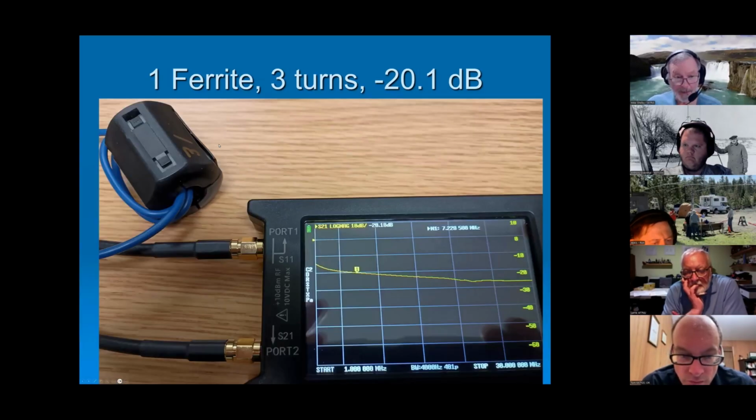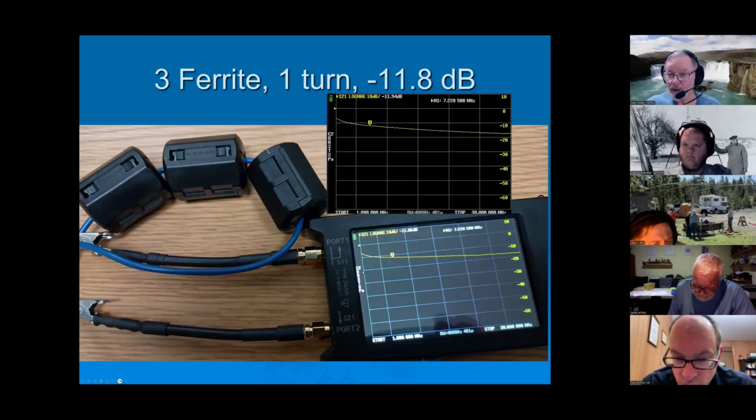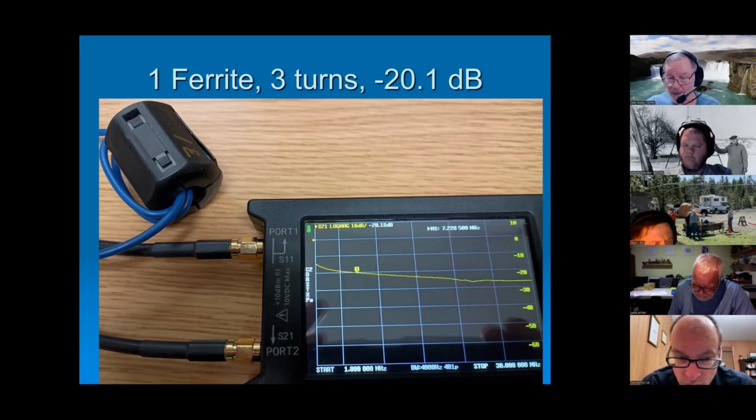So let's go to another example. This is one ferrite. You can see it's a 31. It has three turns, so the wire goes through the center of that thing three times. And whoopie-doo-dah, we went from 11.8 dB all the way down to 20 dB. When you start getting in that 20 dB worth of loss, you're talking about some serious attenuation. So it's doing a really good job. That's like if you have a really ugly problem and you really want to nail it, you want to get into that 20 dB worth of loss.